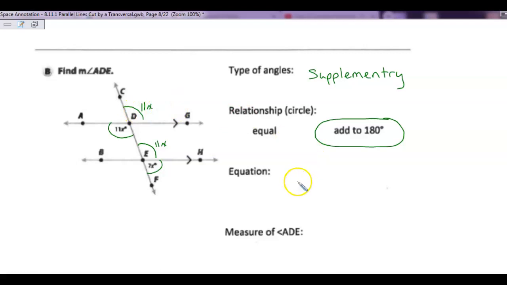So I'm going to take my 11x plus my 7x, and that's going to give me 180. I can combine these to get 18x, and then divide by 18. X is 10. So the measure of angle ADE is 11x. So if I take 11 times 10, I get 110 degrees.